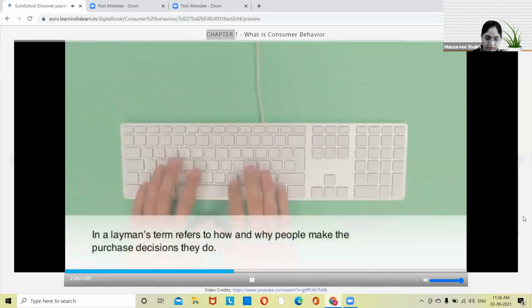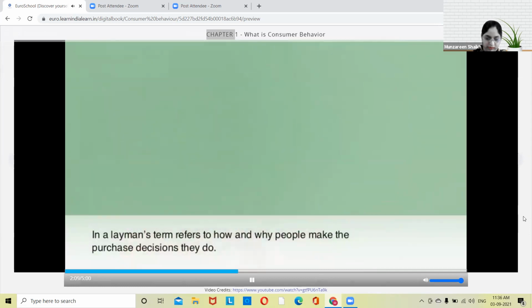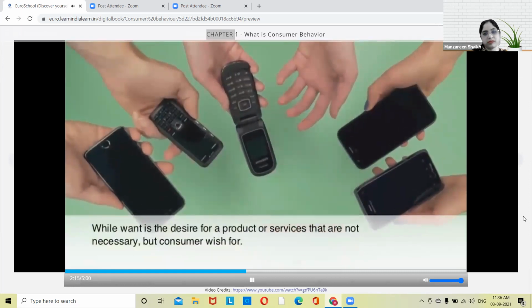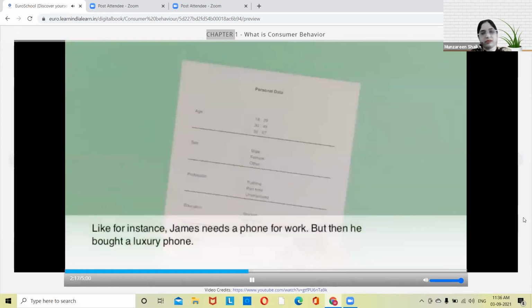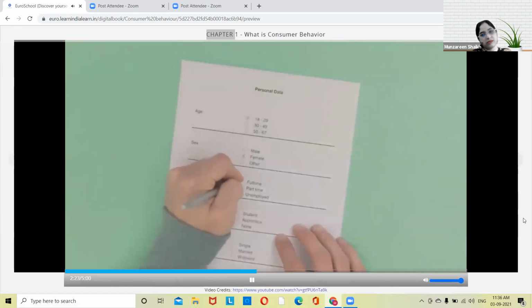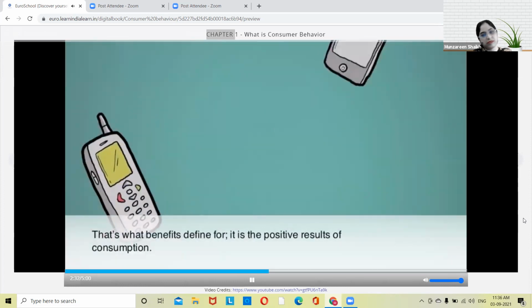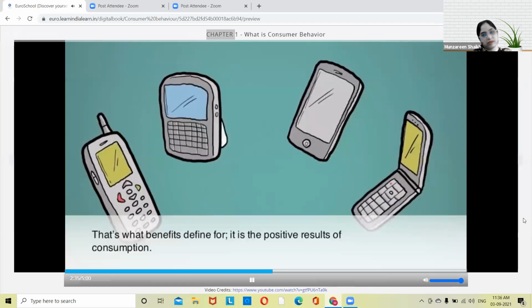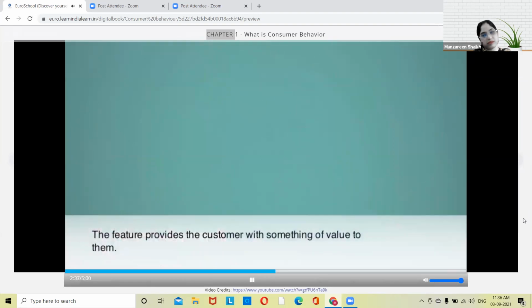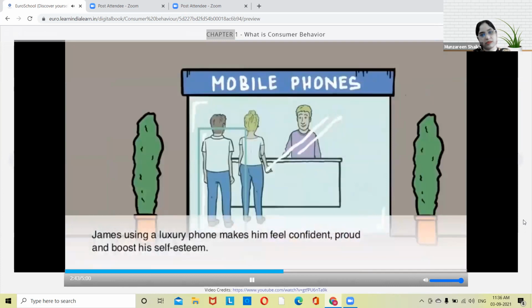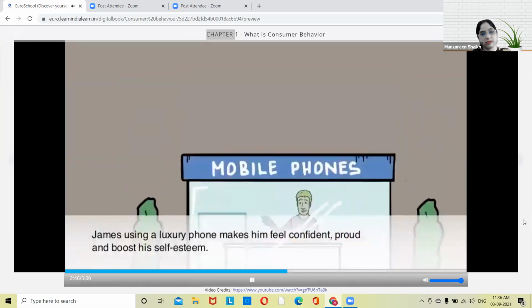In layman's terms, it refers to how and why people make the purchase decisions they do. While want is the desire for a product or service that is not necessary, but the consumer wished for. Like for instance, James needs a phone for work, but then he bought a luxury phone. Why did James purchase a luxury phone instead of a middle-class phone? That's what benefits define. It is the positive results of consumption. The feature provides the customer with something of value to them. James using a luxury phone makes him feel confident, proud and boosts his self-esteem.